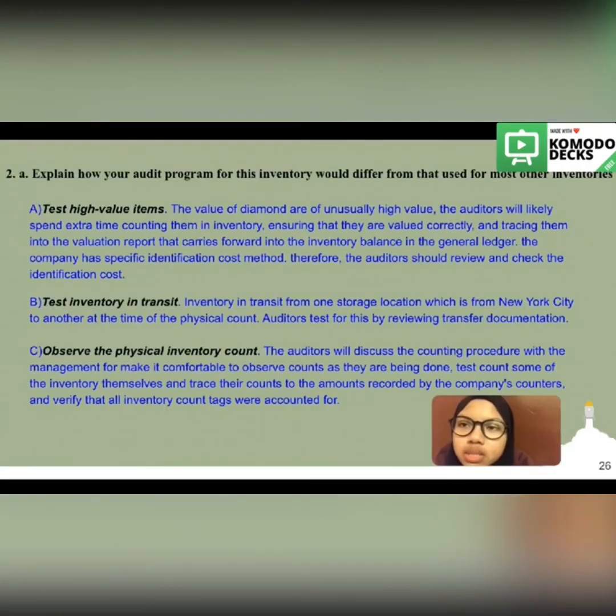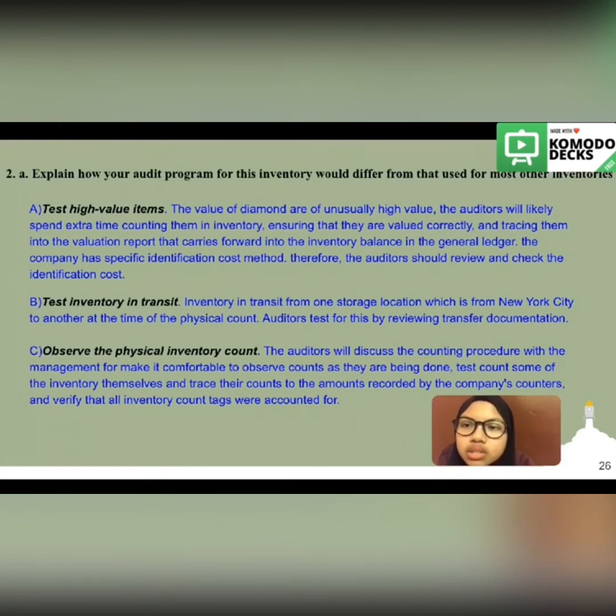Second, explain how your audit program for this inventory will differ from the one used for most other inventory. The first one is to test high value items. The value of diamonds is unusually high. The auditor will likely spend extra time counting them in inventory and ensuring that they are evaluated correctly, and also tracing them into the valuation report that carries forward into the inventory balance in the general ledger. The company has specified the identification cost method, therefore the auditor should review and check the identification cost.